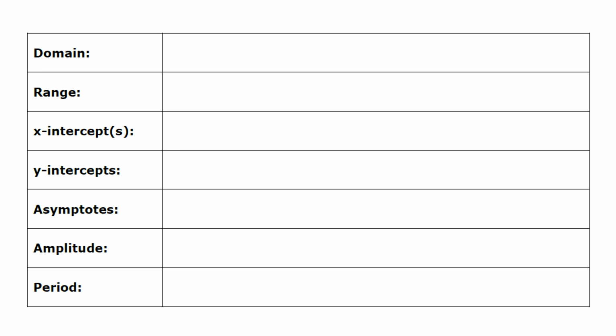So the descriptors, or properties, I guess you could say, of cosine. The domain is negative infinity to infinity. The range is negative 1 to 1. The x-intercepts are going to be pi divided by 2 plus n times pi, where n is an element of the integers.